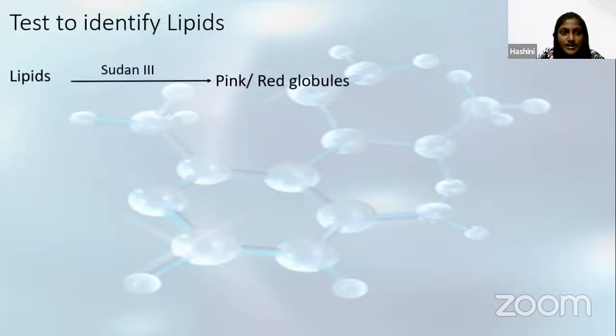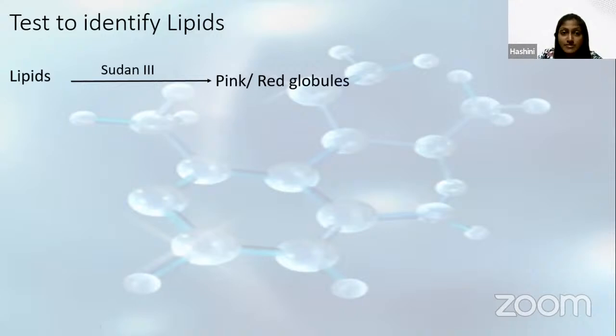The next thing we have to identify is the test. What is the test to identify lipids? It is Sudan 3. So you all have to remember these tests. Get a short note of all these tests in one place: carbohydrate test, protein test, lipid test, right? Then it is easier to remember. So what is the test to identify lipids? It is the Sudan 3 test, right?